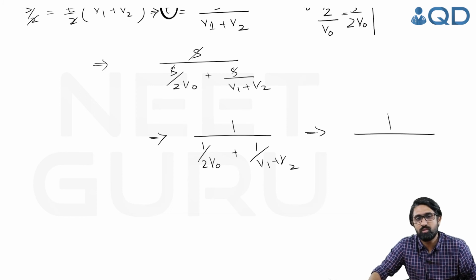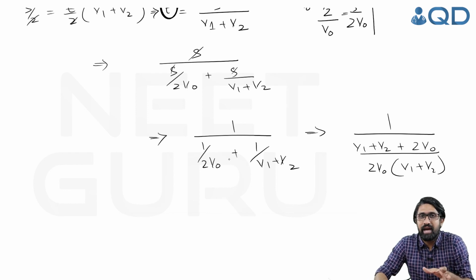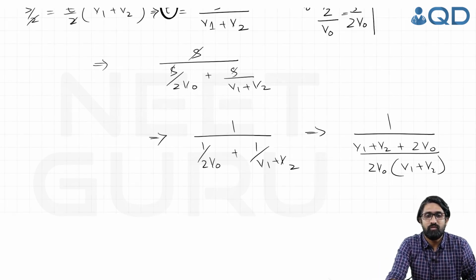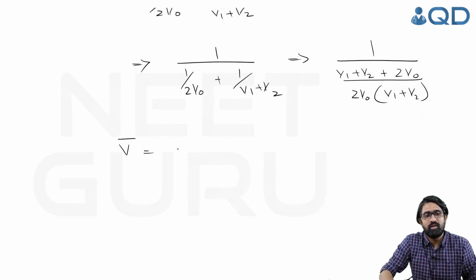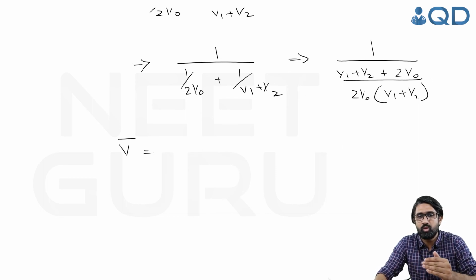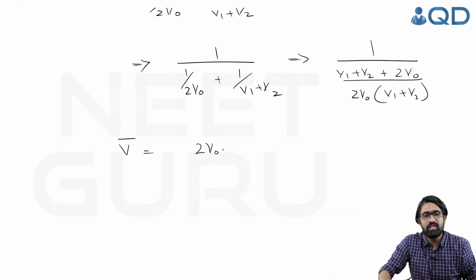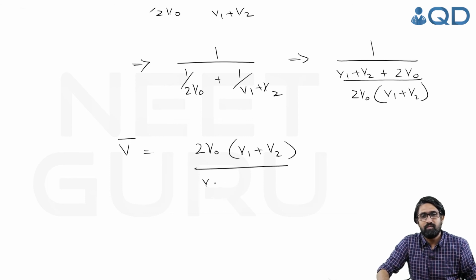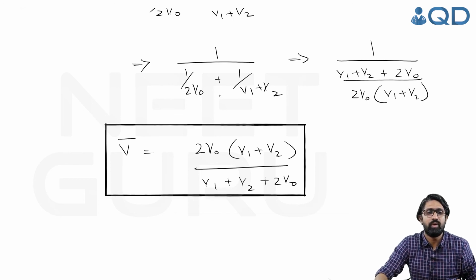That on simplification will give us 1 by 2v0 multiplied with v1 plus v2, and on the numerator we'll have v1 plus v2 plus 2v0. That is when we take the LCM and add these two fractions. Now finally, v bar will be equal to the reciprocal of this fraction here, that is 1 by v1 plus v2 plus 2v0 by 2v0 into v1 plus v2. That will be 2v0 into v1 plus v2 divided by v1 plus v2 plus 2v0. This here is how we solve it.